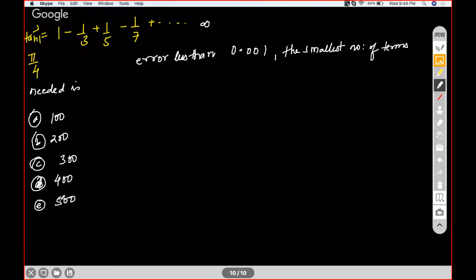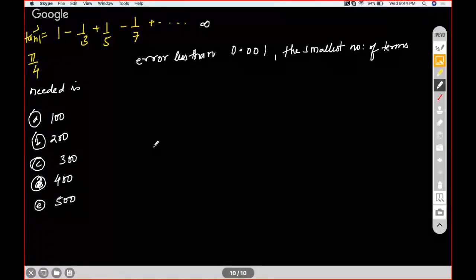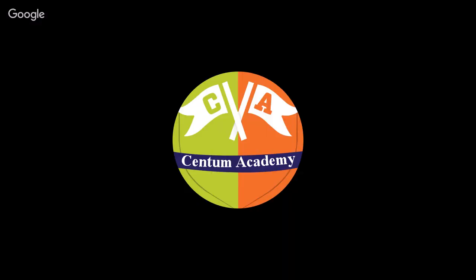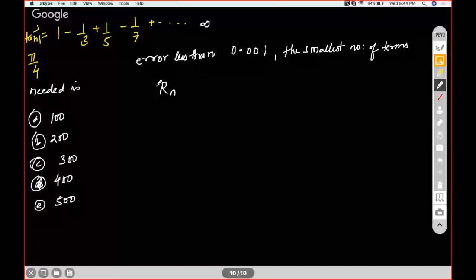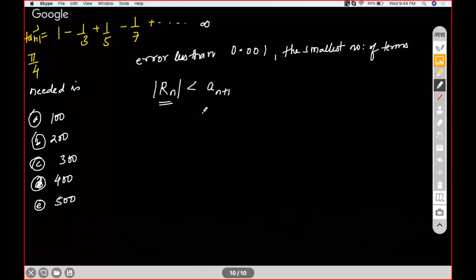So remember, the maximum error possible, Rn, will always be less than a(n+1). This is the maximum error possible, which we call the remainder of the series. That remainder of the series will always be less than the first of the omitted terms.